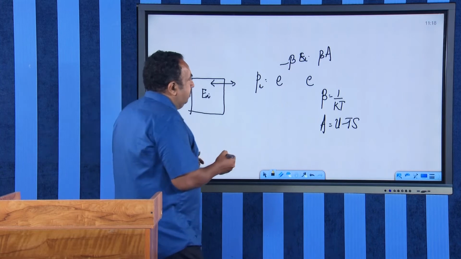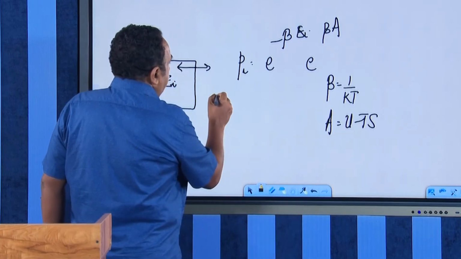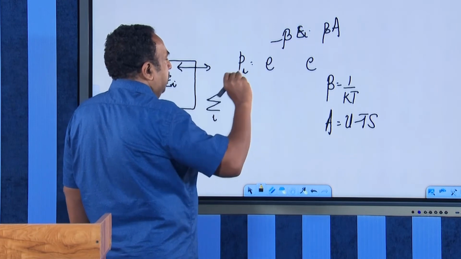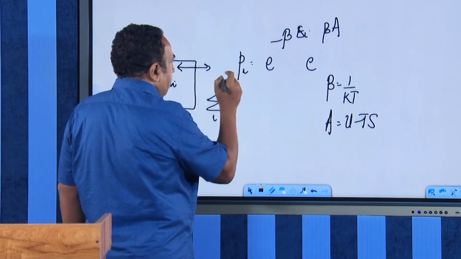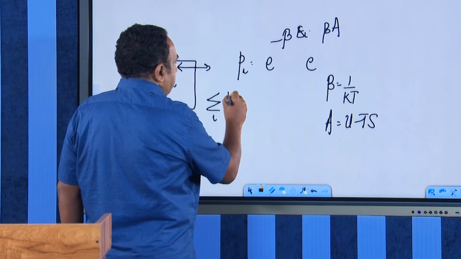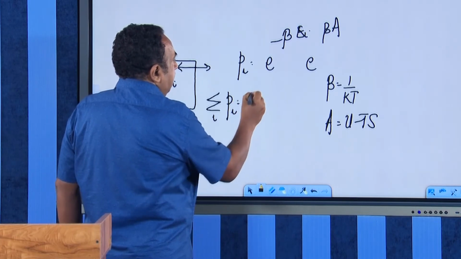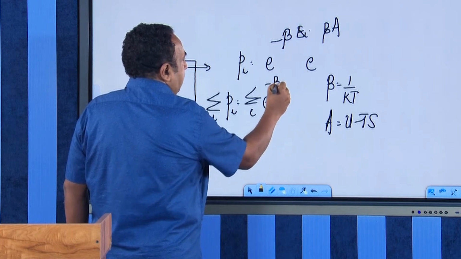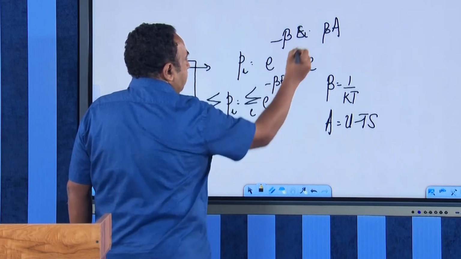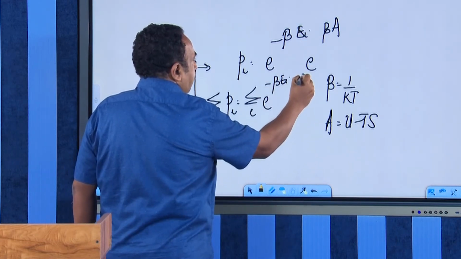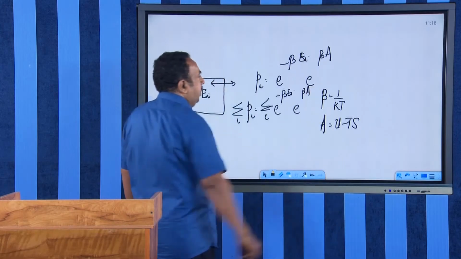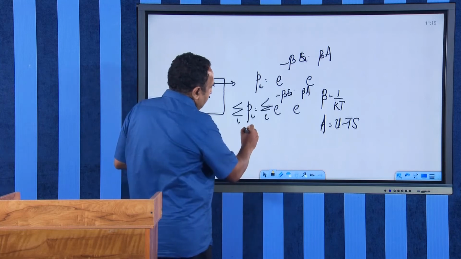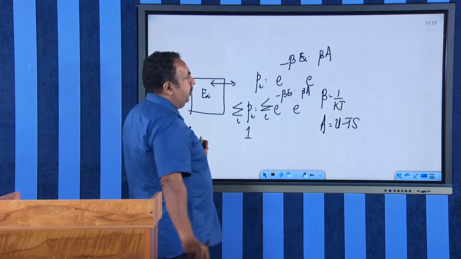Okay, let us make some mathematical manipulation here. I will take the sum over all the available states, sum over i. Therefore, this equation will become sum over i of p_i is equal to sum over i of e raised to minus beta E_i, and this summation is not applicable for e raised to beta A. And what is the sum over all the probabilities? It will be equal to 1.